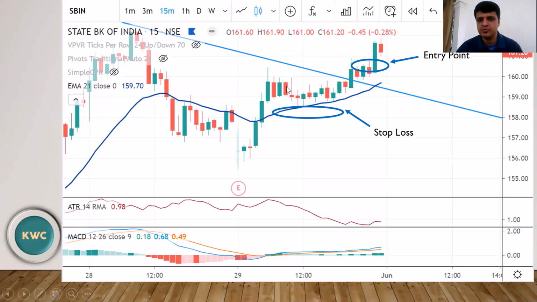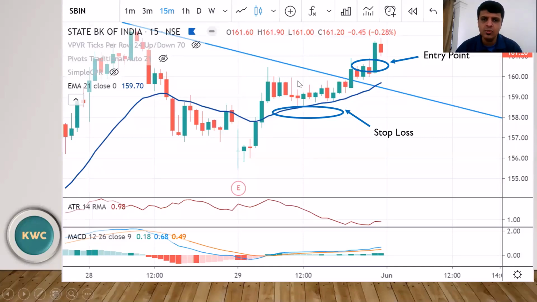Why? Because there are 4 factors here that are working for me. One, the 160.70 trend line is acting as a barrier. Second, the moving average is acting as a barrier. Third, the average true range is acting as a barrier. All 3 barriers, but there's something called a market structure.